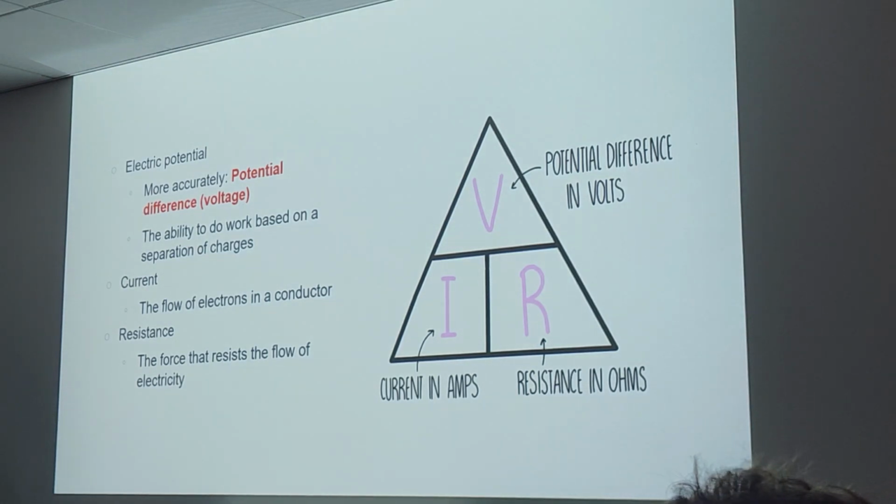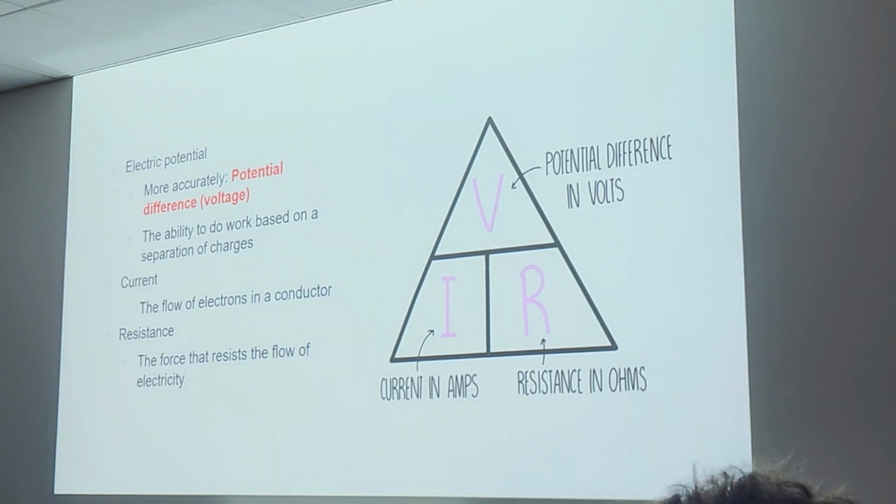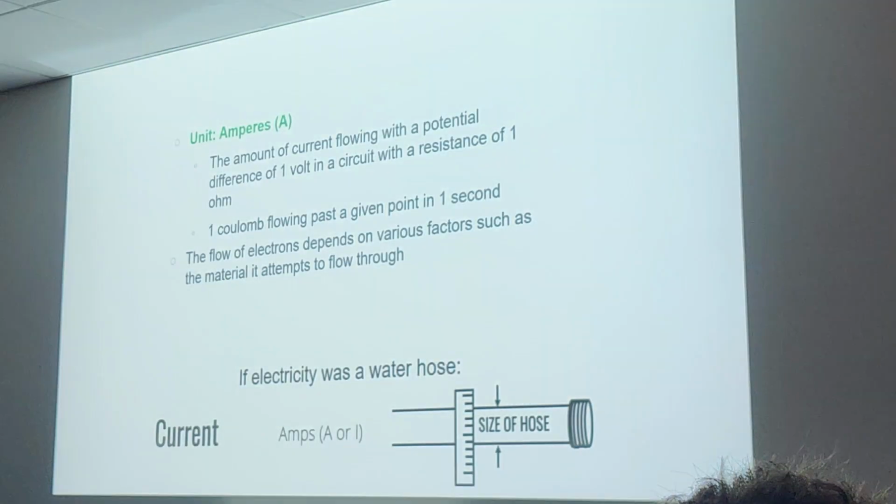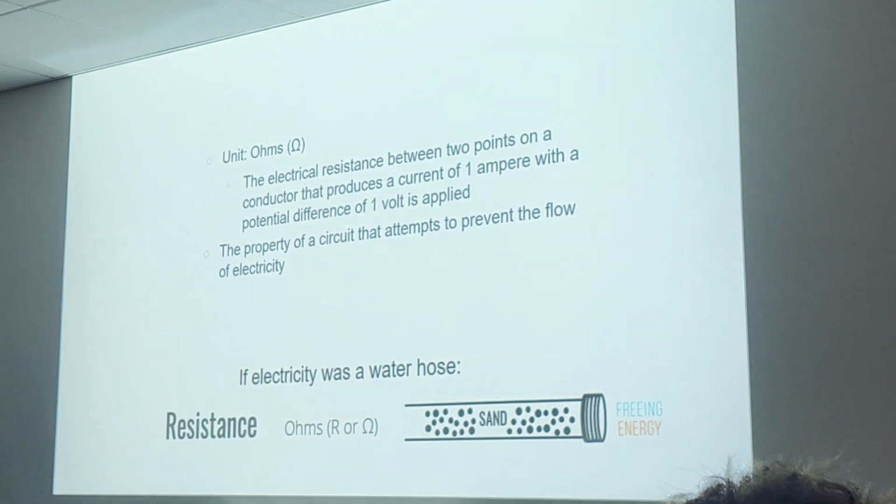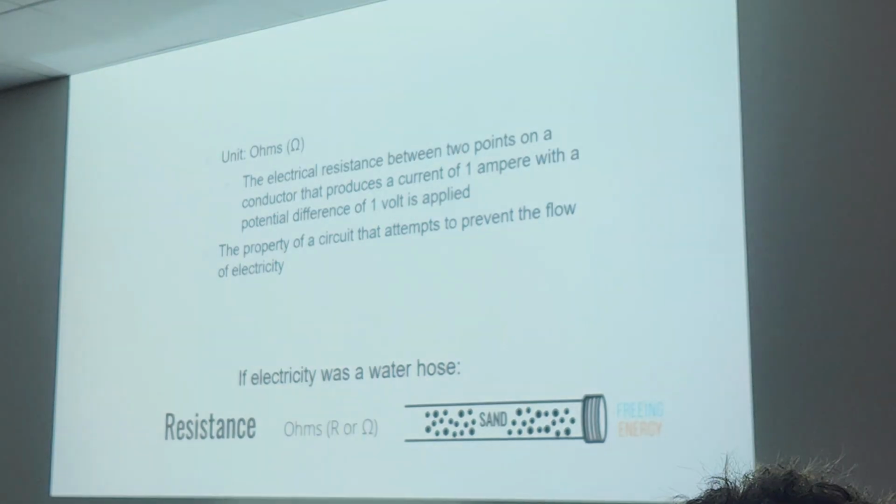Now we have our resistance. Resistance would be like twisting the hose and creating a resistance. So it's fighting you. Resistance is kind of like if there was some sand in your water hose that blocks it and prevents the water from actually flowing through.